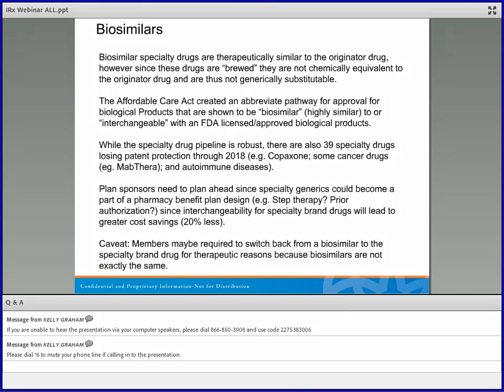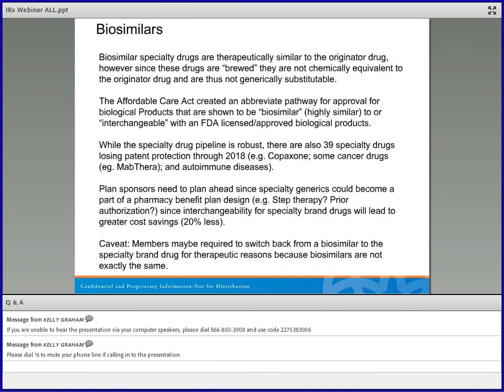You're going to have all these other specialty drugs that are currently brands that are going to be losing their patent protection. Some are cancer drugs, some are for autoimmune diseases. So it's really about understanding what those specialty drugs are that are losing patent protection, and whether there is a biosimilar that's going to be available for that particular disease state.